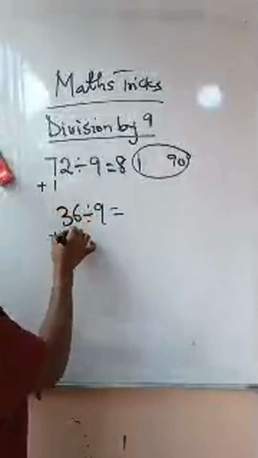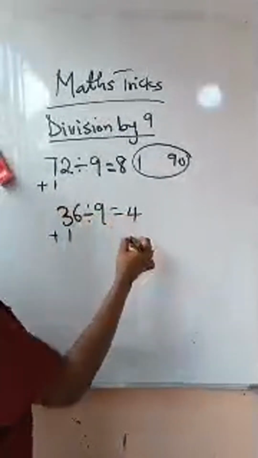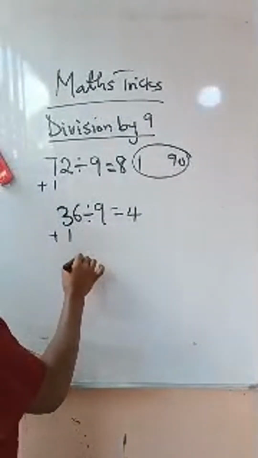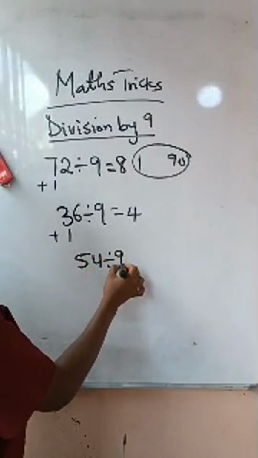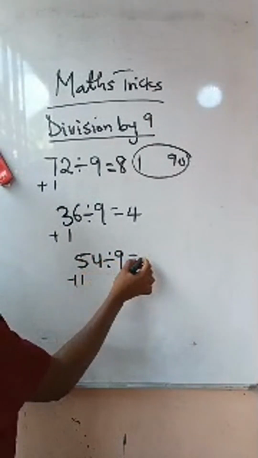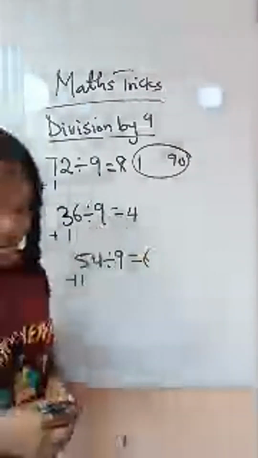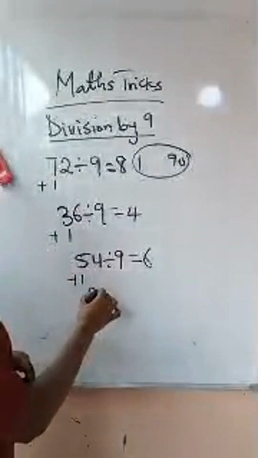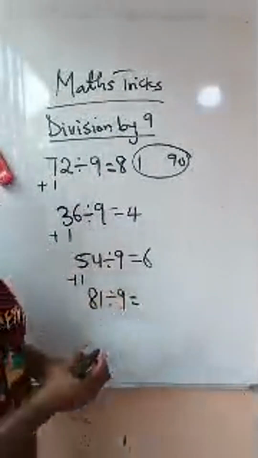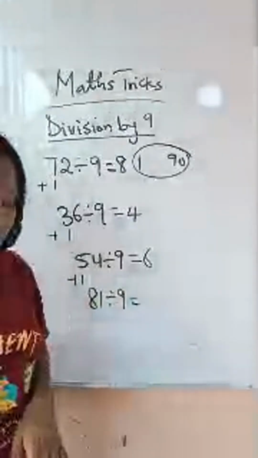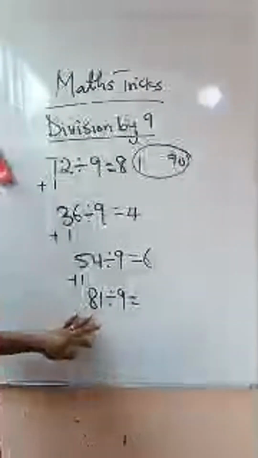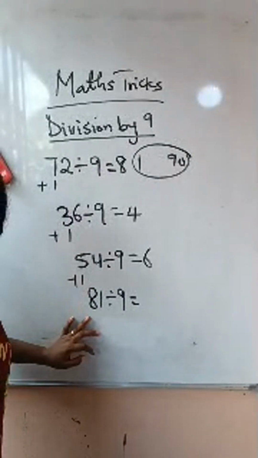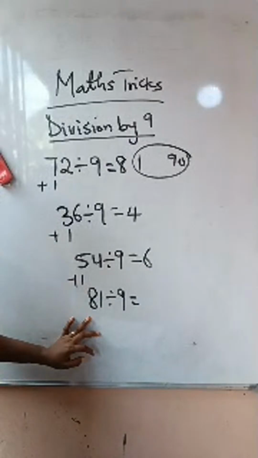As usual, add 1 in front of 3, you have 4, and that is your answer. So 54 divided by 9, add 1 in front of 5, you have 6, and that is your answer. All these are matrix. So what is 81 divided by 9? Just add 1 in front of 8 and you will get 9. Very easy. Very, very simple.